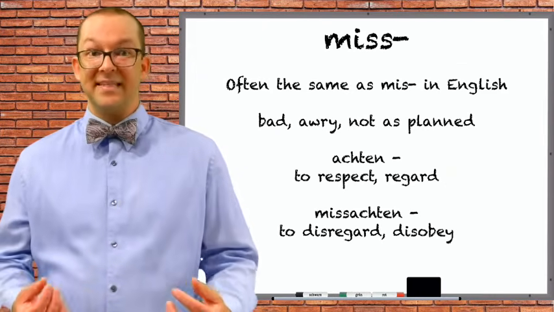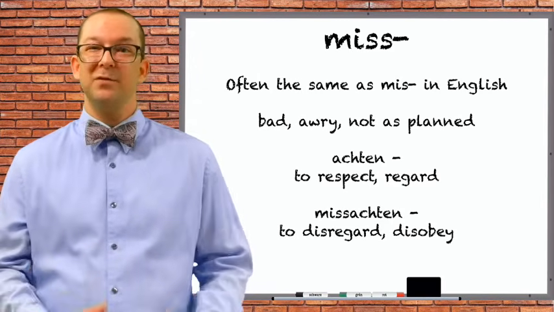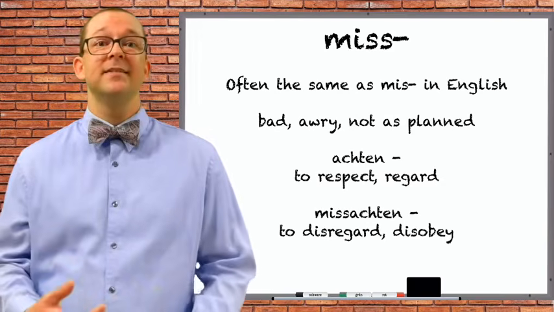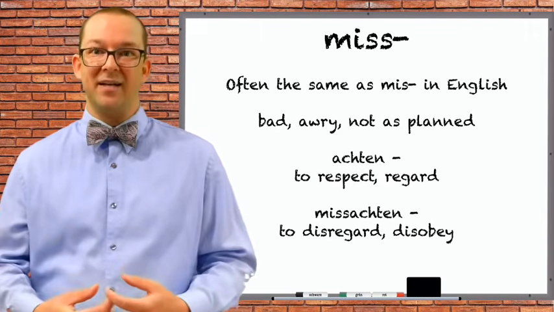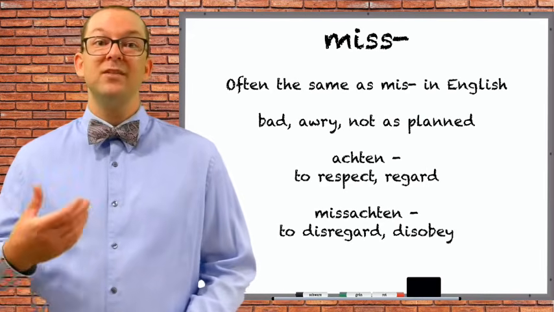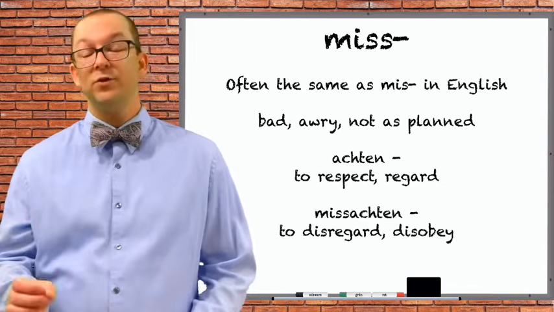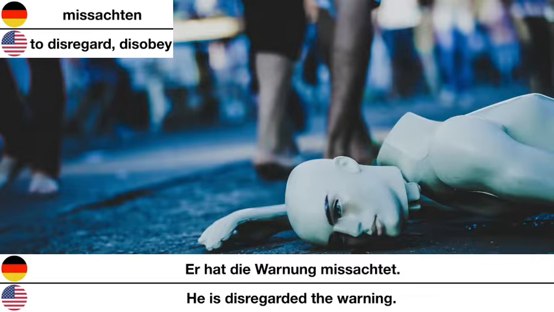Next up is miss. Unlike ge, miss is super easy to use. It's pretty much the same as the English prefix miss. It indicates that something went awry, it didn't go as planned, something is bad. For example, achten means to respect or regard, but missachten means to disregard or disobey. Wir achten das Gesetz. We respect the law. Hat die Warnung missachtet. He disregarded the warning.